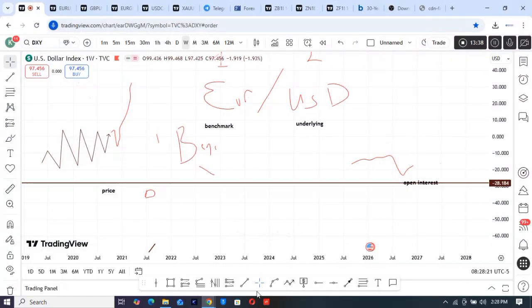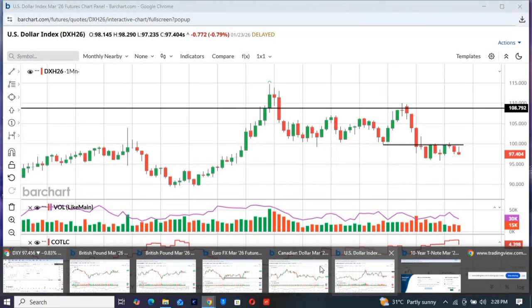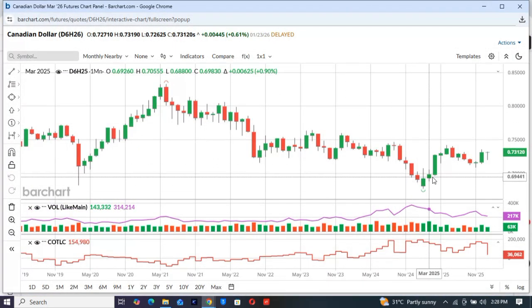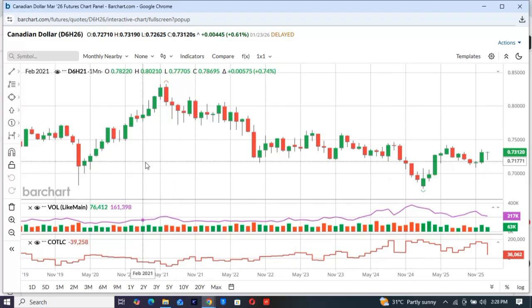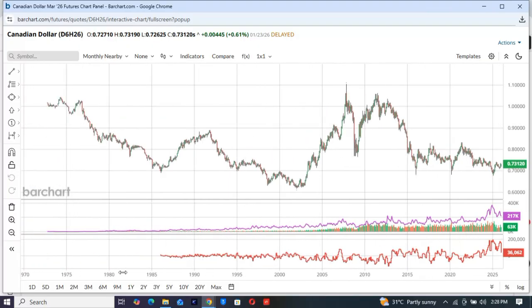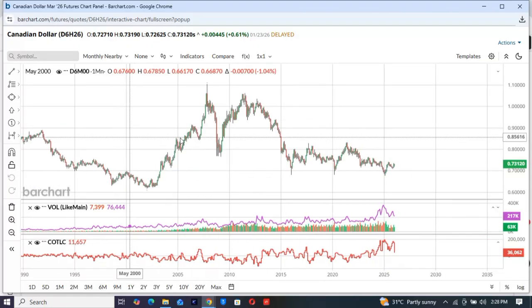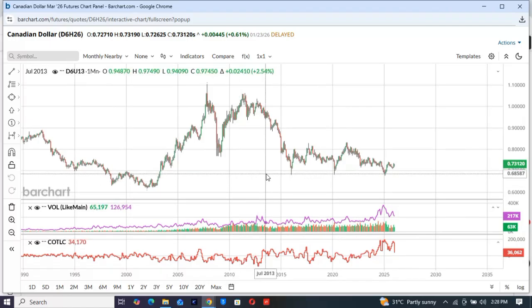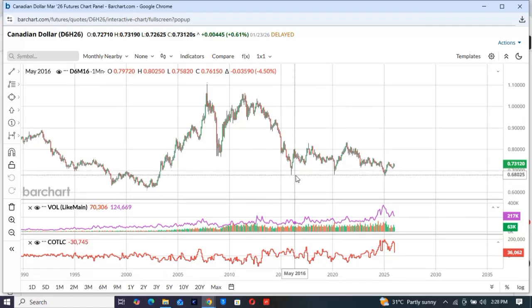So while looking at the Canadian dollar, we see price. First of all, let's start from here. Now, it's a price. We took out this, what do you call it, this equal low over here.